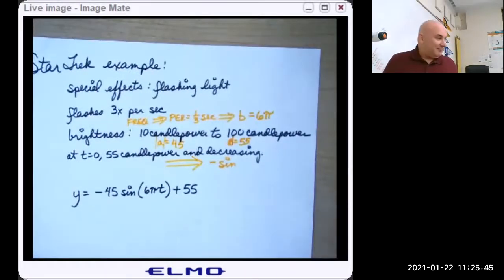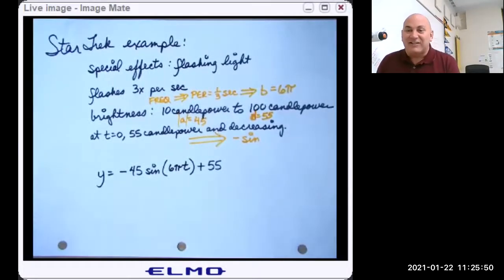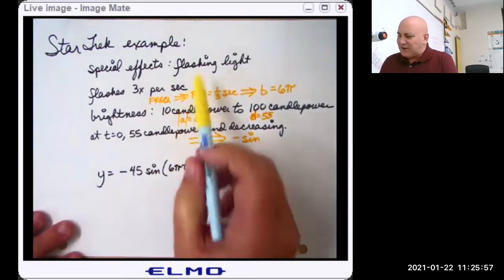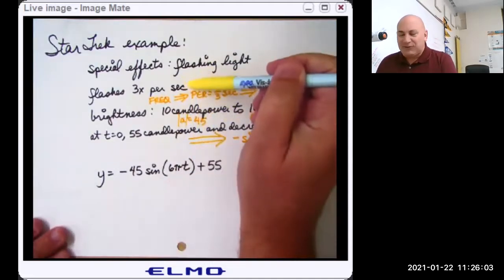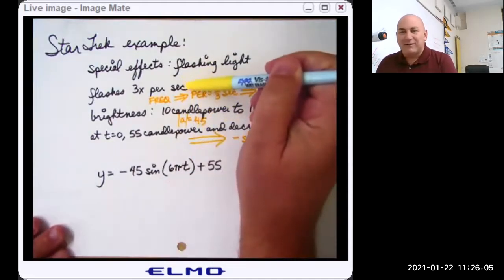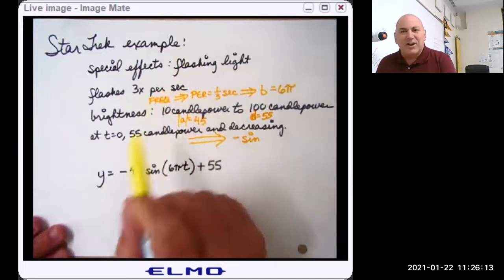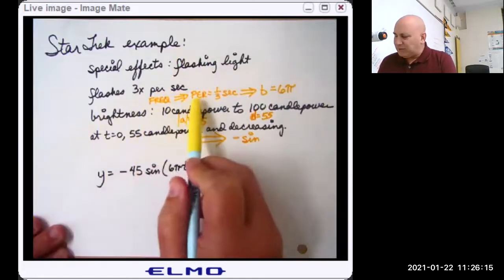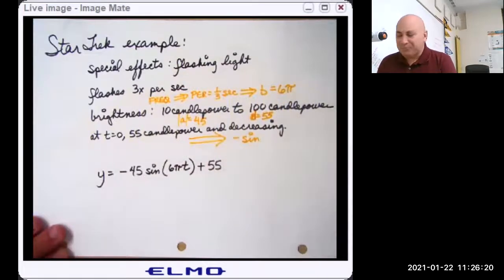So let's look at a Star Trek example. Back in the original Star Trek series in the late 60s, they didn't have a lot of money for special effects, and there weren't a lot of computers to do special effects. So a lot of times special effects were just flashing lights. So let's say that the light flashes 3 times per second. Well, that is a frequency, because it's not a time. 3 times per second is not a time period. That's a frequency. So the period must be 1/3 of a second. So B is 6 pi.